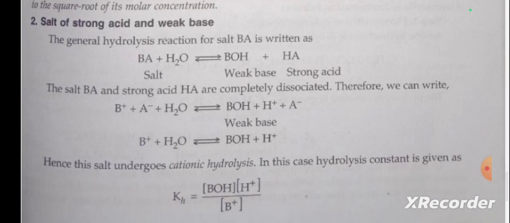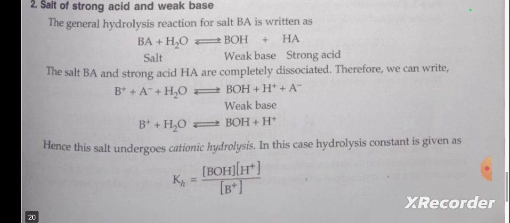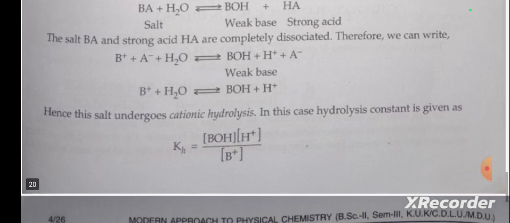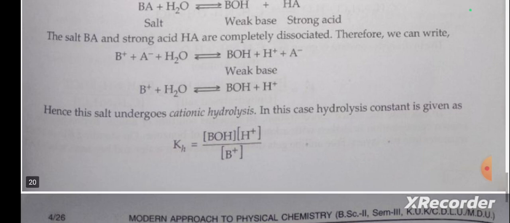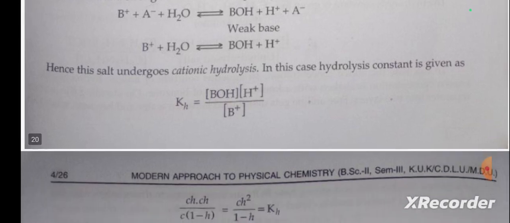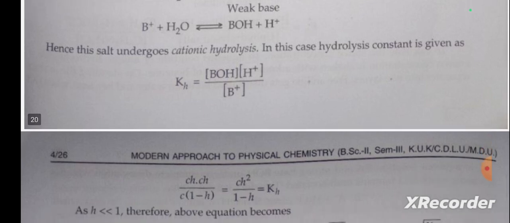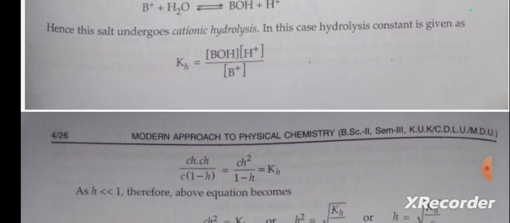Salt of strong acid and weak base. The general hydrolysis reaction for the salt BA is written as BA + H2O ⇌ BOH + HA. The salt BA and strong acid HA are completely dissociated. Therefore, we can write B+ + A- + H2O ⇌ BOH + H+ + A-, where BOH is a weak base. So, B+ + H2O ⇌ BOH + H+. Hence this salt undergoes cationic hydrolysis.